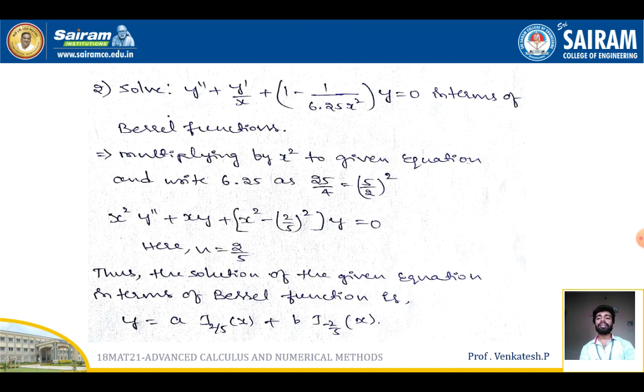So I got the equation like x square y double dash plus xy dash plus x square minus 2 by 5 whole square into y is equal to 0. On comparing this equation with the actual Bessel equation, I got the value as n is equal to 2 by 5. So from the solution of the Bessel differential equation, we have y is equal to a into jn of x plus b into j minus n of x. In place of n, if I replace 2 by 5, I will get y is equal to a into j 2 by 5 of x plus b into j minus 2 by 5 of x, which is the required solution for the given differential equation.